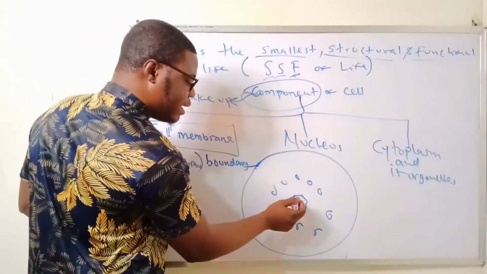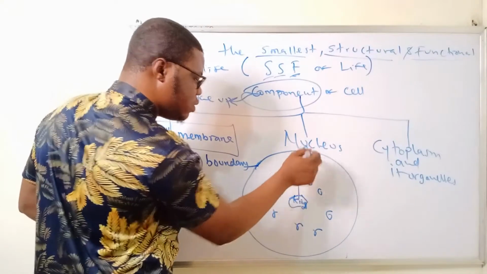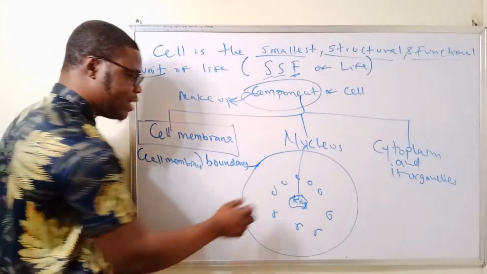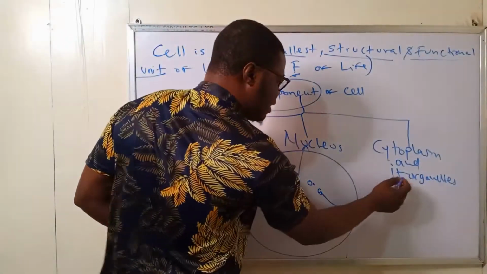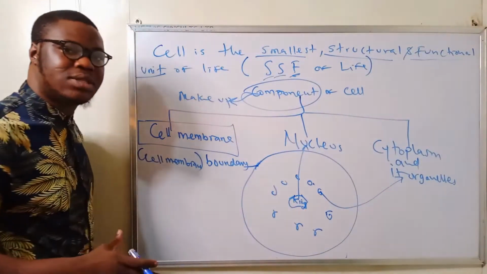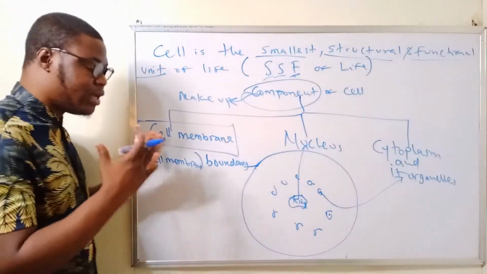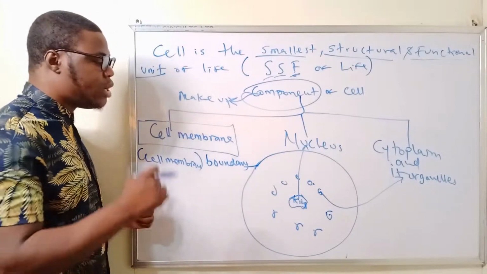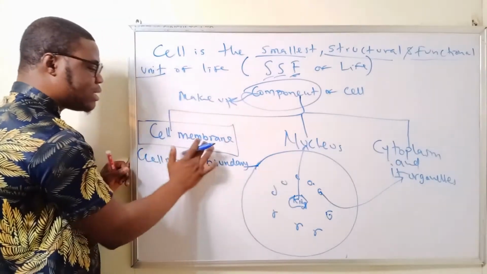And then the king is the nucleus, and the chiefs are the organelles. I hope you get that. We're still going to lay more emphasis on that later in this video. Now the point is, we are talking about the cell membrane.